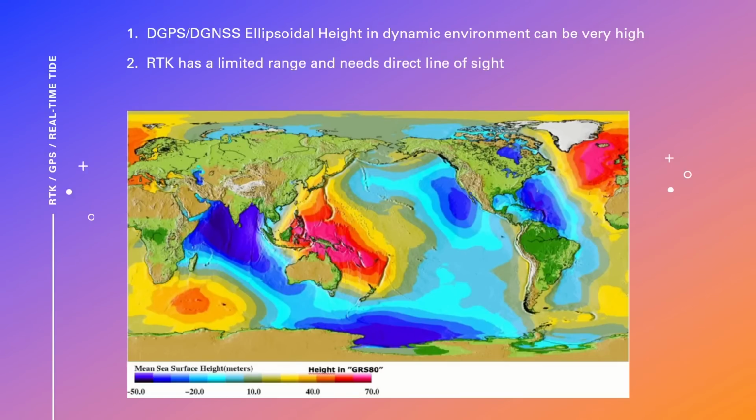Now RTK has a limited range and it needs a direct line of sight. Most of the time it works better up to 7-8 km in line of sight.